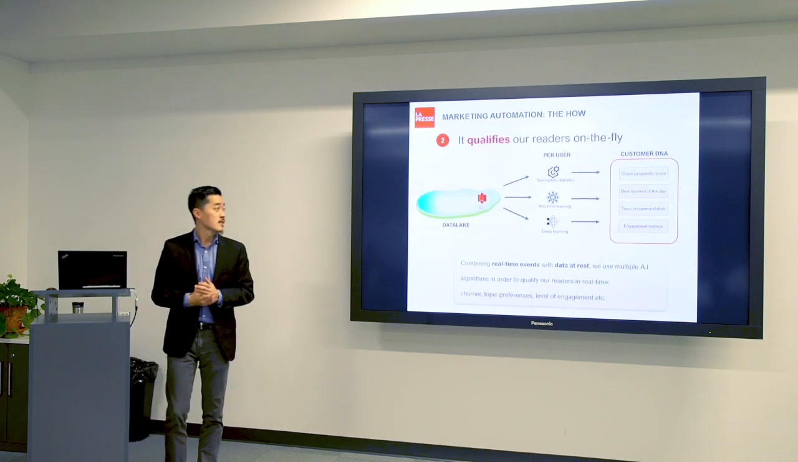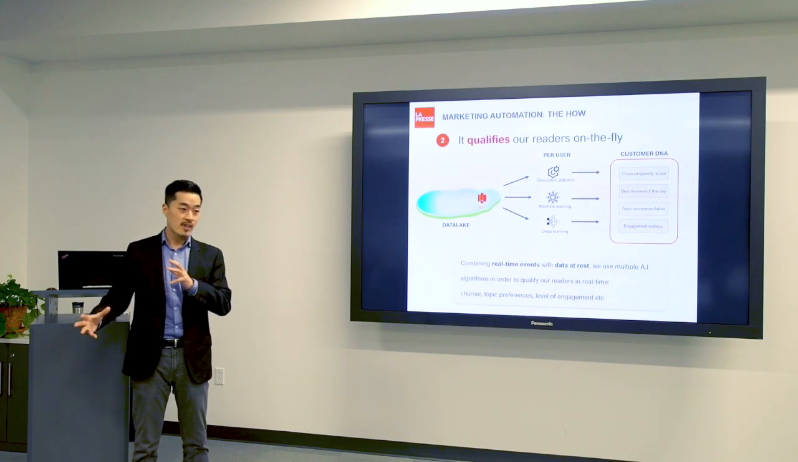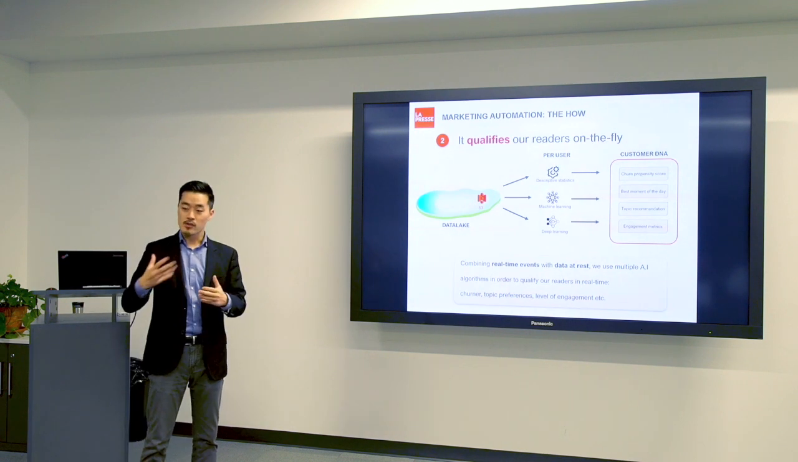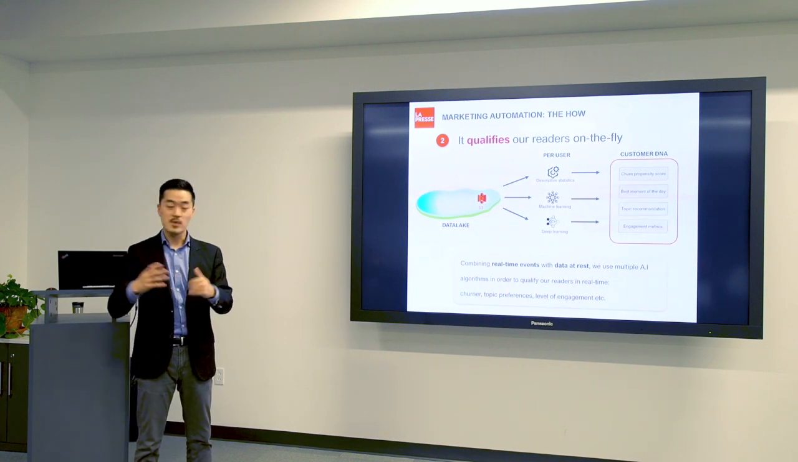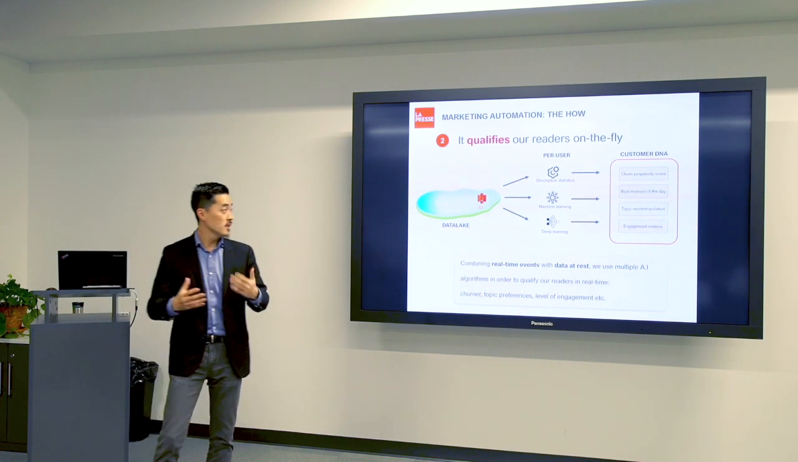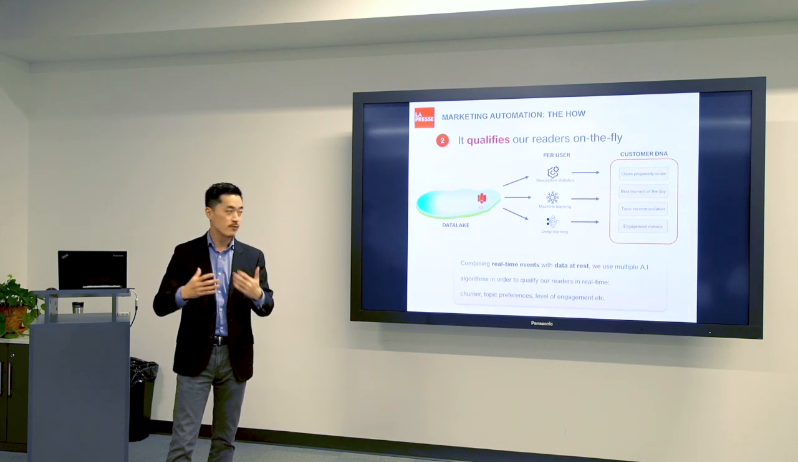The second step is, okay, now we have the data in our data lake, once again in real time. So what we do now is leverage some machine learning, descriptive statistics, and deep learning models. Basically, every time we receive an event from you as a reader, we automatically recalculate some different metrics about the way you consume our platforms. So it can be the best moment of the day that you read through our platforms.